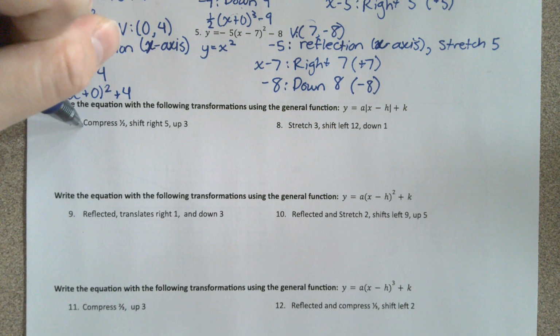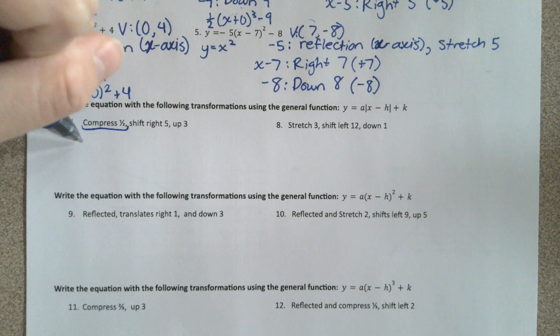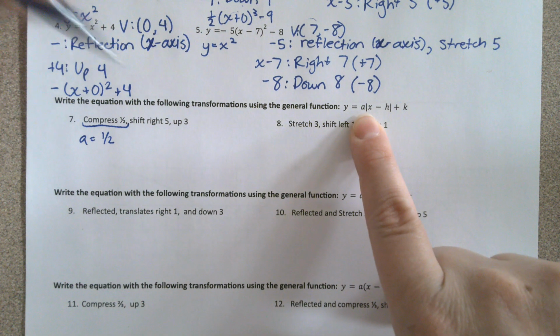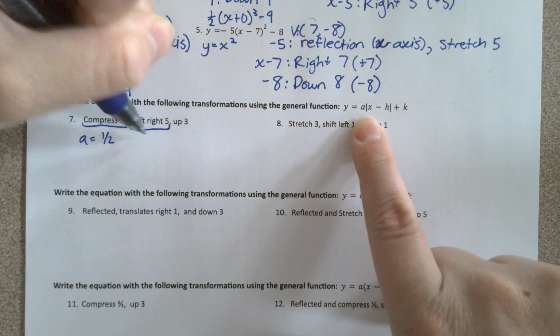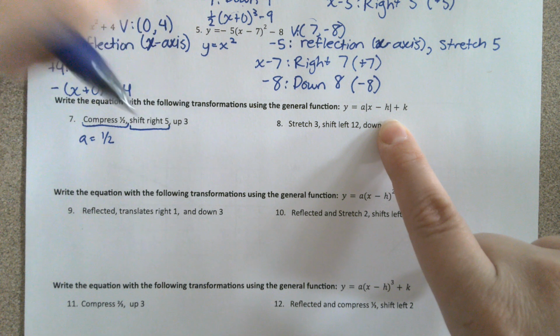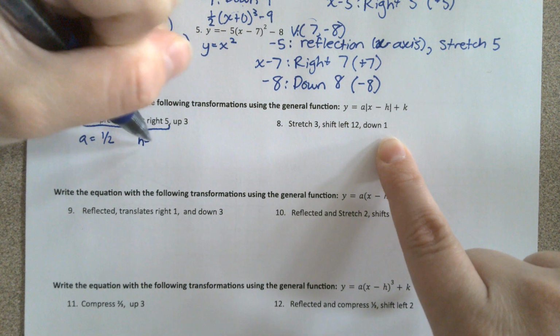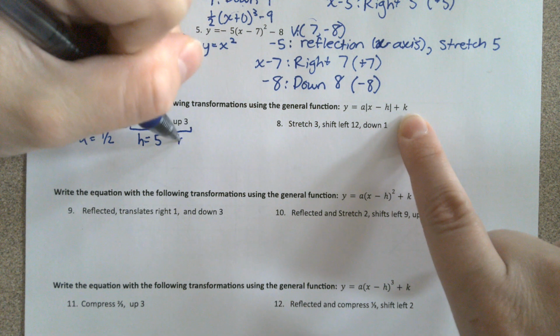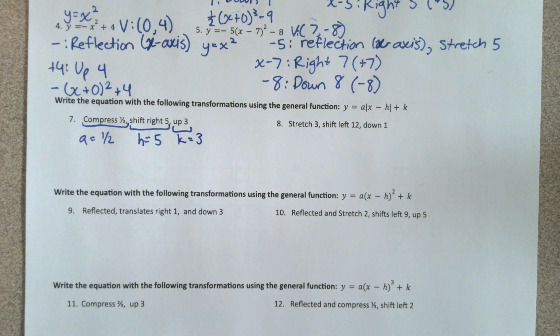So compressed by a half, that tells us that a equals 1/2 because it goes in front. That's where the a is. Shift right 5, left or right, that's an h movement. So right 5 means that h equals 5. And then up 3, that's a k movement. That means k equals 3.